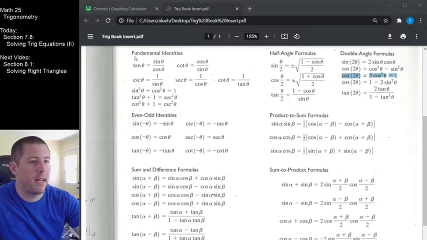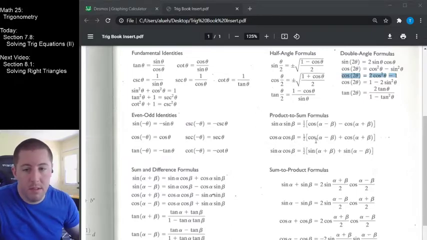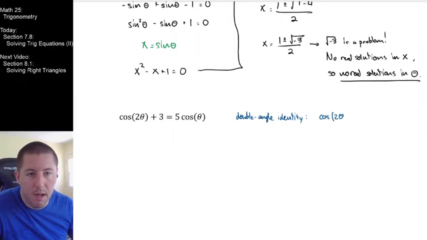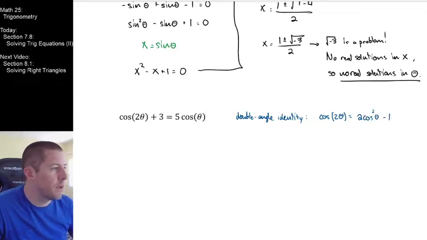So let me write down that identity to the side here. Double angle identity. Cosine of 2 theta equals 2 cosine squared theta minus 1. All right, that was the identity that we just looked up in our table right there.